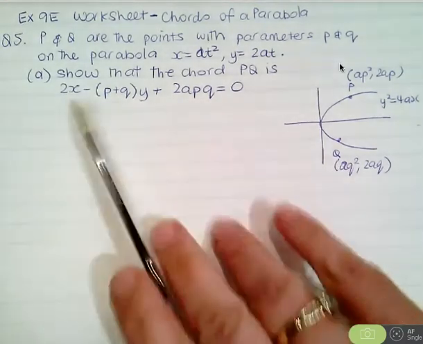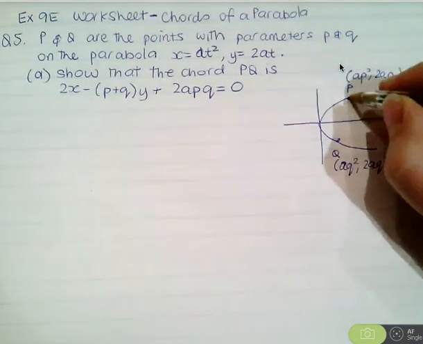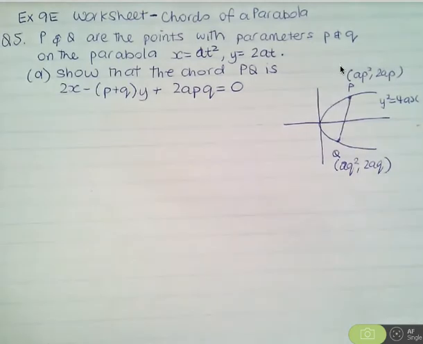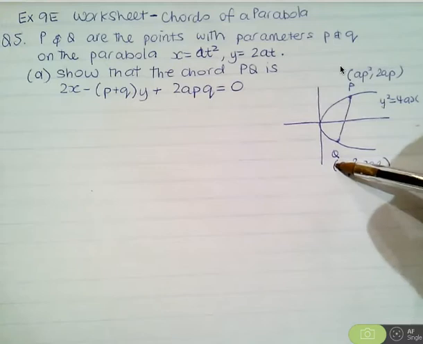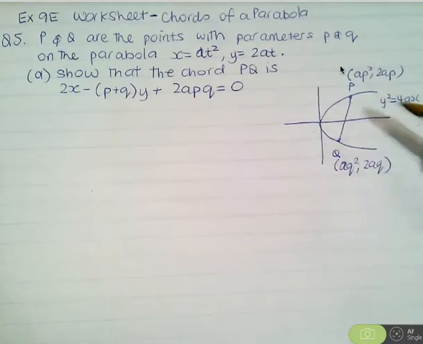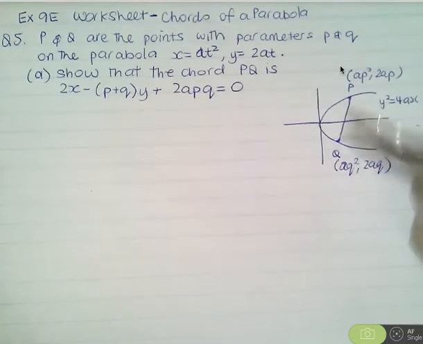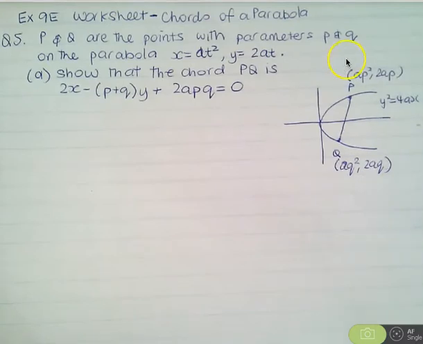Now the first question is to show that the chord PQ is that. They're therefore asking for the equation of the chord. So they want the equation of this chord PQ. Remember, if this was just ordinary points, you would find the gradient PQ, and then you would use the point gradient form, where you use the gradient and one of these points.